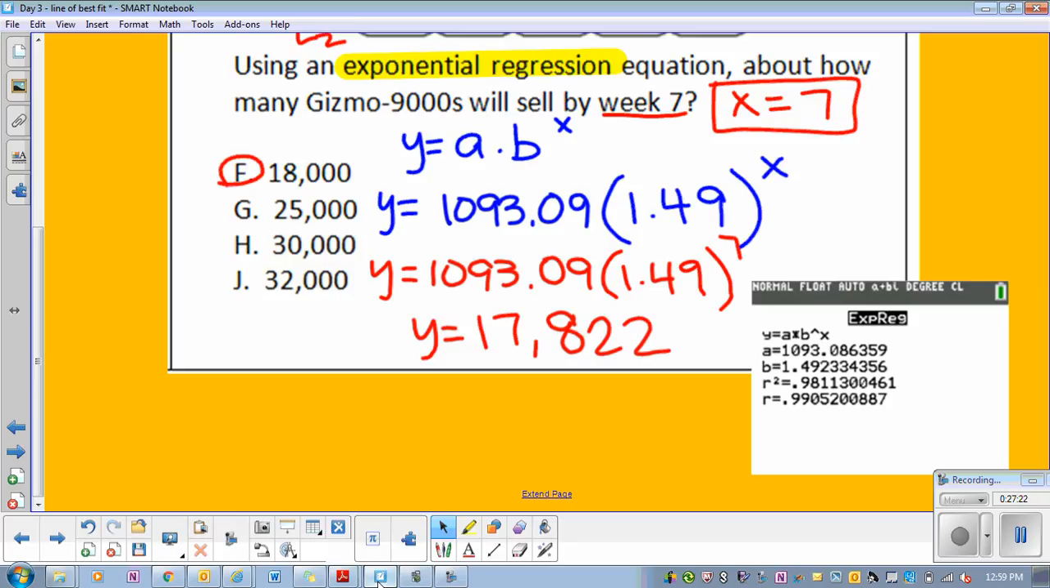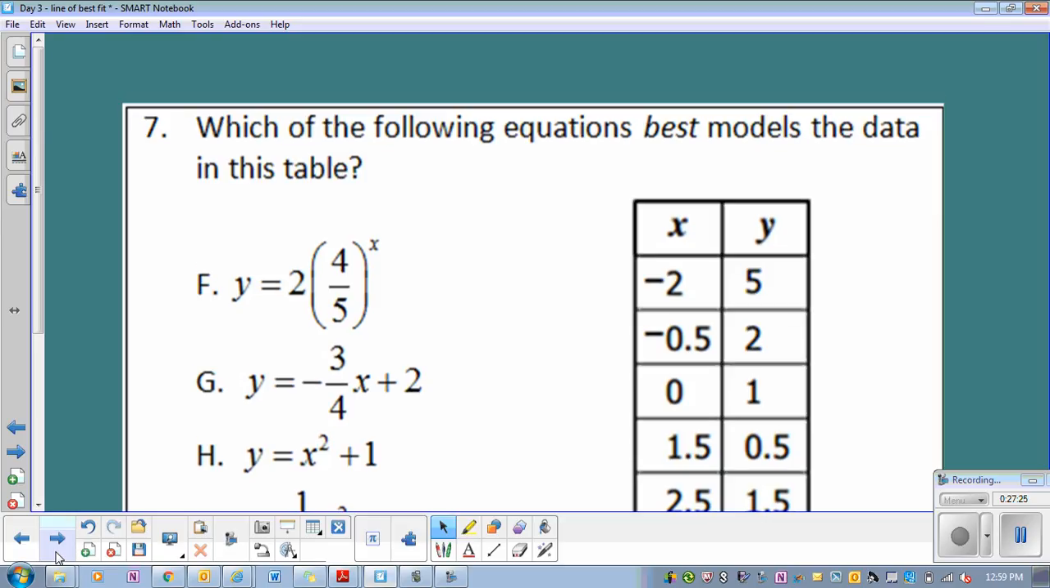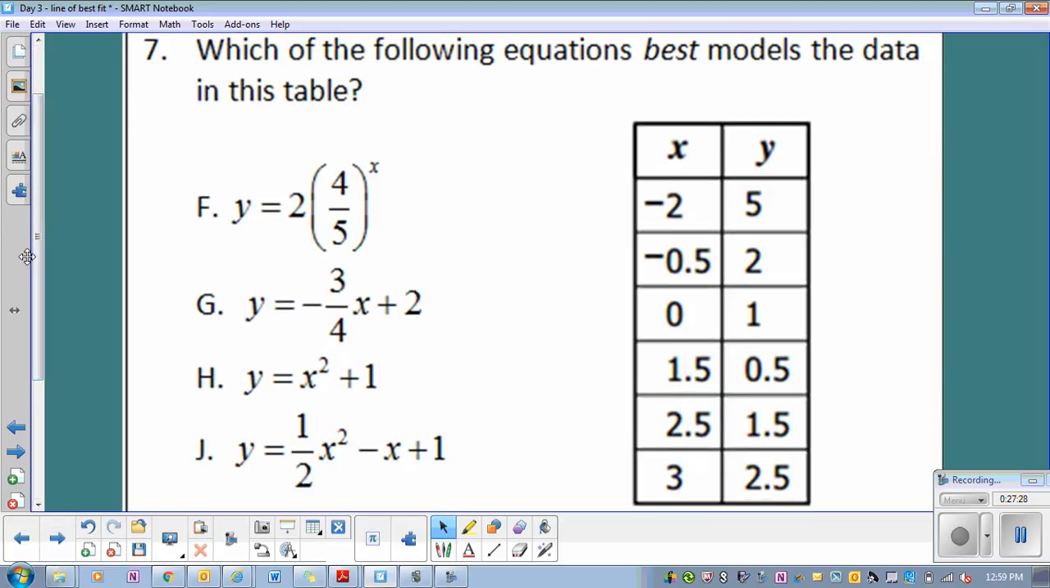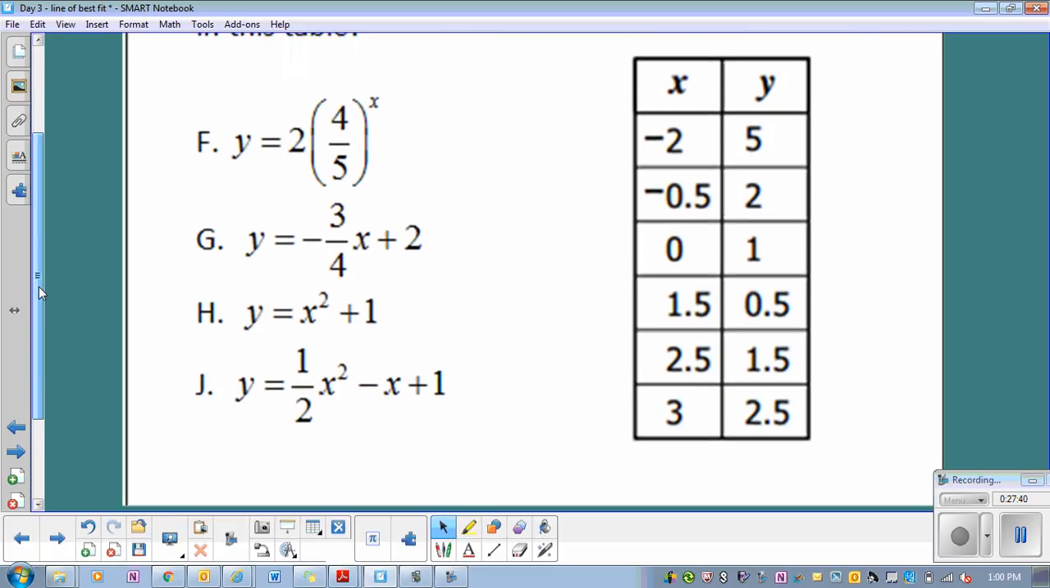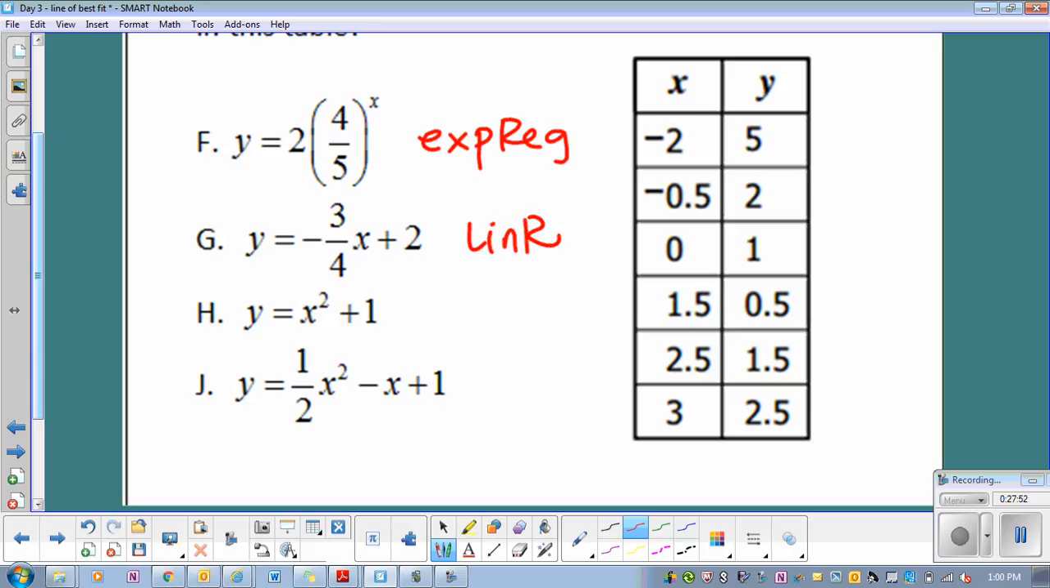Good, Luis? All right. Okay, so which of the following equations best models the data in this table? And they do emphasize best because it's not going to be exact. All right? So let's see. I have an exponential reg. What is this? Lin reg. What is this? Oh, H and J are both what? Quad reg. It's the quadratic, right?